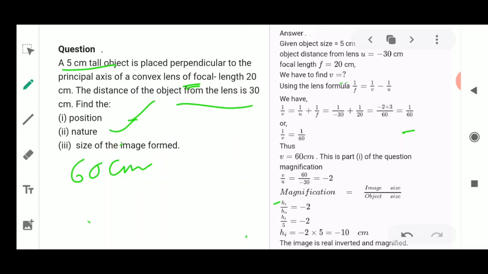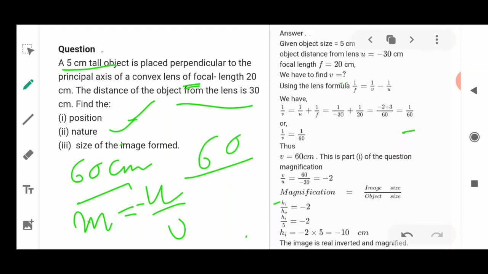Now the second part of this question. You got the position of the image, that is 60 centimeters. Now what about the nature of this image? The nature can be found with the help of the formula of magnification, that is m is equal to minus v by u. You have this image distance as 60 centimeters, and this value is positive. Then we divide it by u, that is minus 30, given here. So you will get the answer as 2.